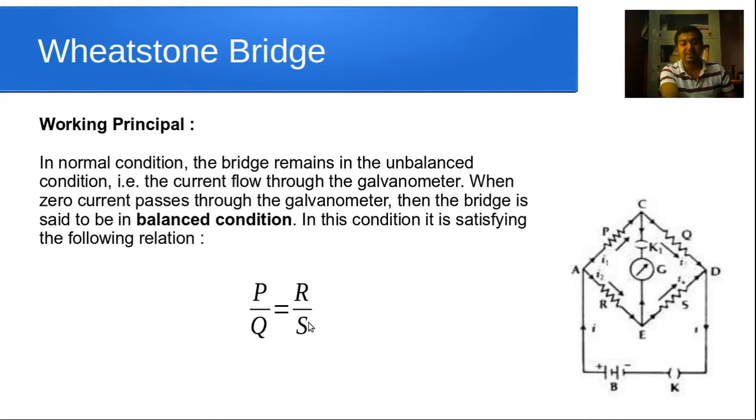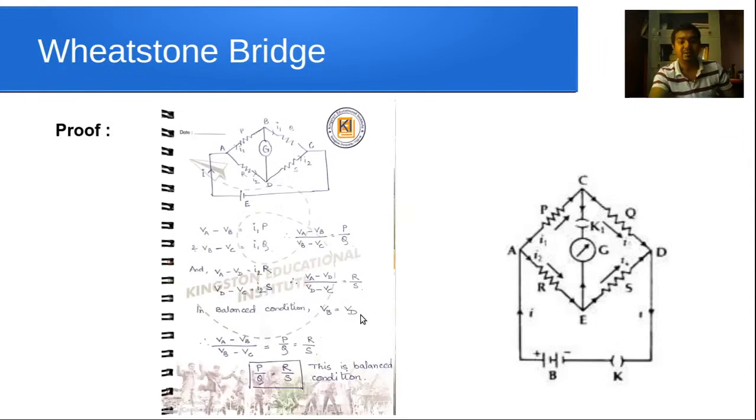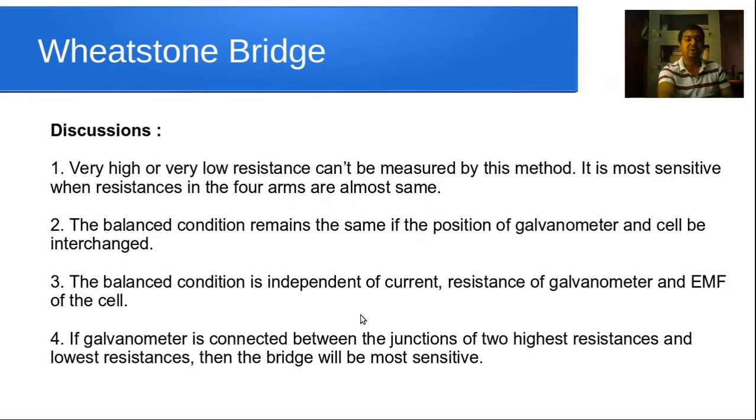So the balance condition is independent of the current flow of the circuit, independent of the battery we are using, independent of what type of galvanometer we are using. It only depends on P, Q, R, S. Only the four resistances matter, and all other things are independent for the balance condition.